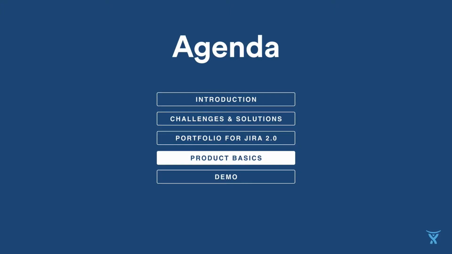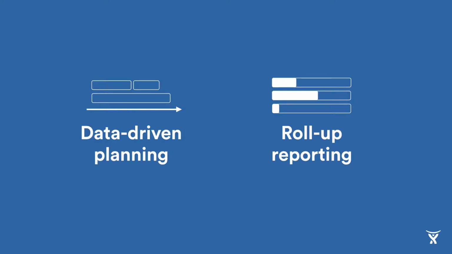Now, to understand Portfolio, it's good to revisit some product basics, the basic entities or building blocks of the system, just so you get the model of how it's built around. I've mentioned before that Portfolio is structured into these two basic capabilities: data-driven planning and roll-up reporting.